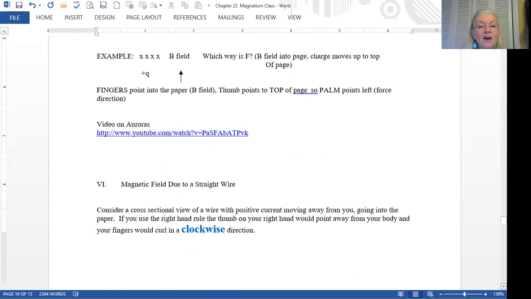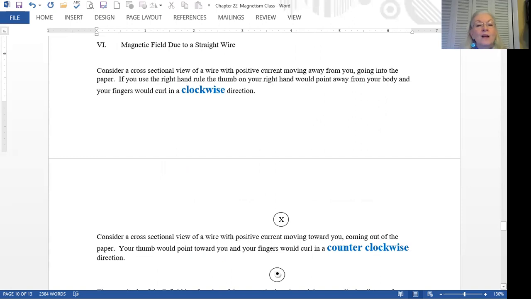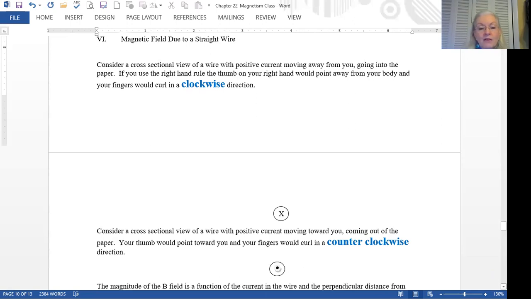All righty, let's talk about magnetic field due to a straight wire. If you have a straight wire, if the positive current is coming towards you, your fingers will curl in a counterclockwise direction. If it goes away from you, they curl in a clockwise direction. So remember, X is away from you. So if it's away from us, it is clockwise. So this top one would be clockwise, and the bottom diagram would be counterclockwise.